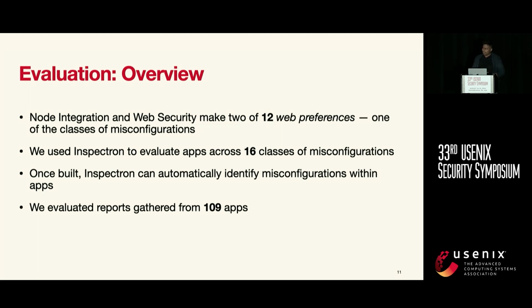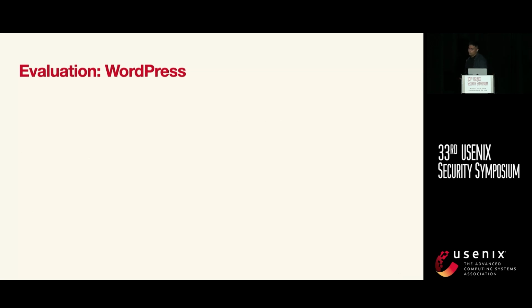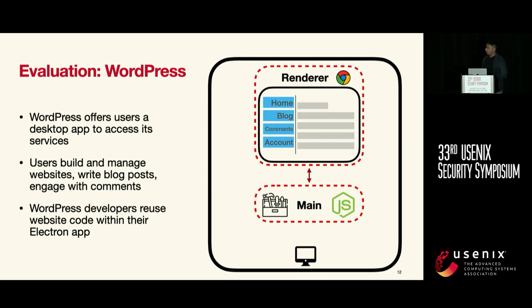I'll give you an example of the type of vulnerabilities that we actually found and reported. One being a popular service, WordPress, which allows users to build their websites, also write their blog posts, manage their WordPress account, but also engage with comments on their blog posts and things like that.